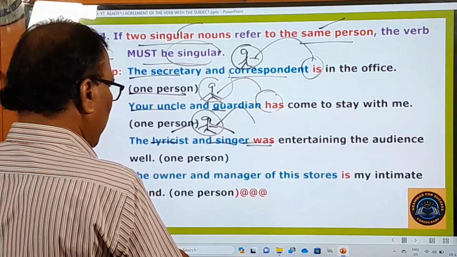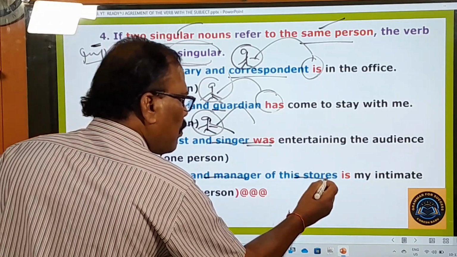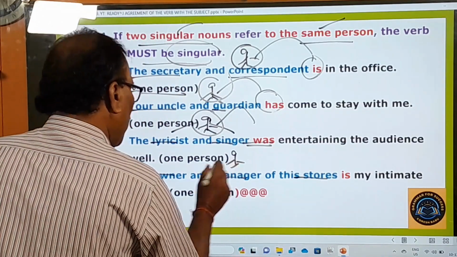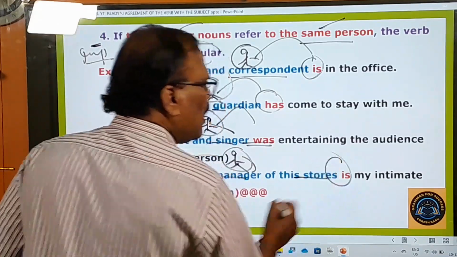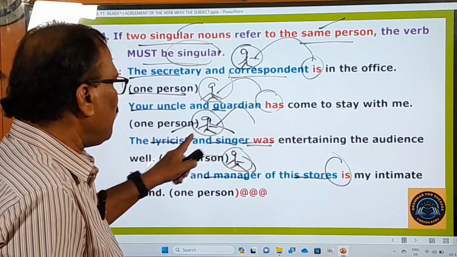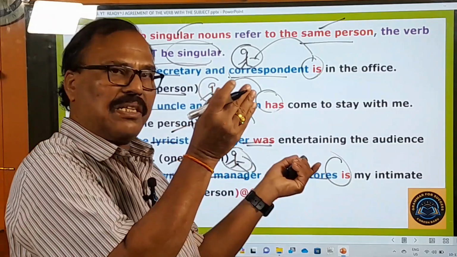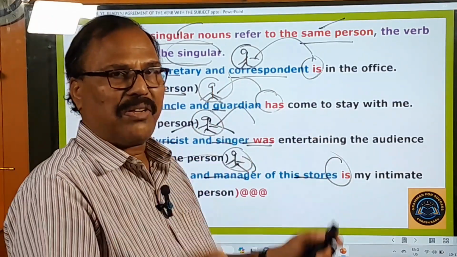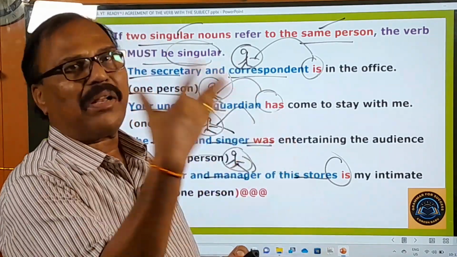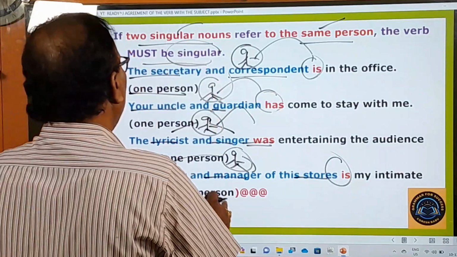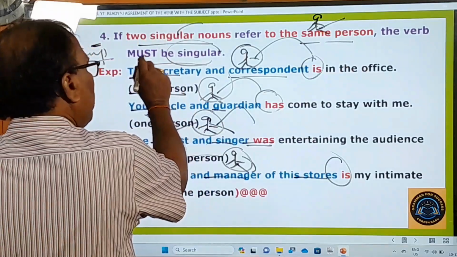One more example is given here for your understanding. The owner and manager of the stores. The owner is the manager, only one person. One person means singular. Singular subject, singular verb. Verb means whether it is a main verb or a helping verb. Please try to understand that, I cannot keep saying main verb, helping verb again and again. Verb means maybe it is a helping verb or a main verb, whatever it is. In this way, when two singular nouns refer to the same person, the verb must be singular.